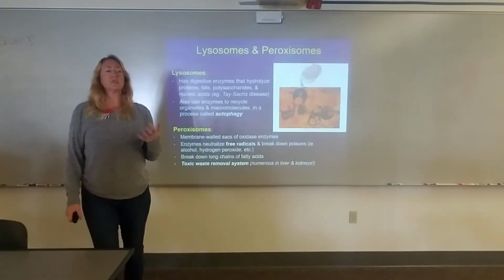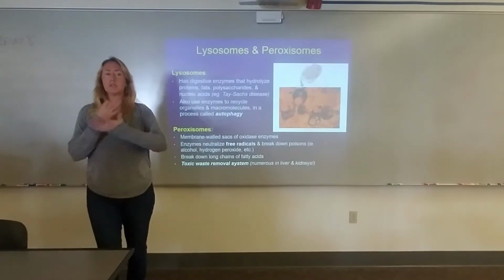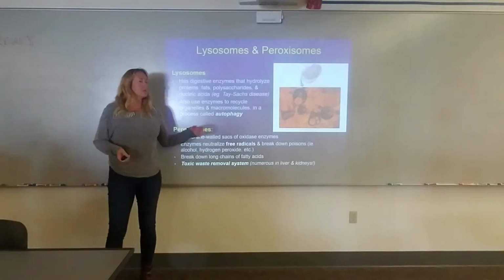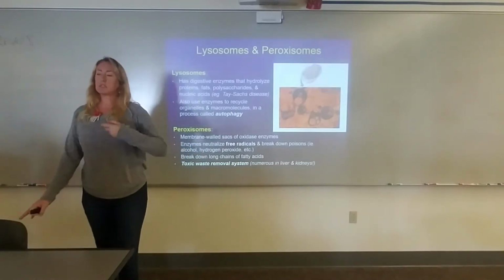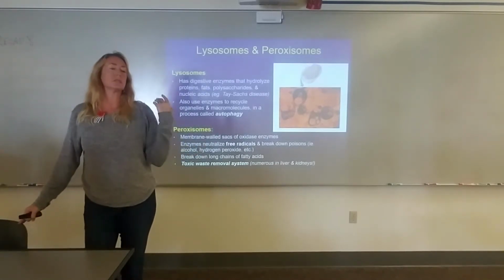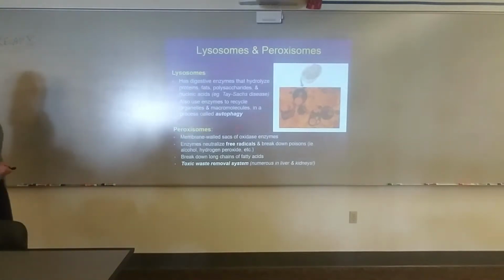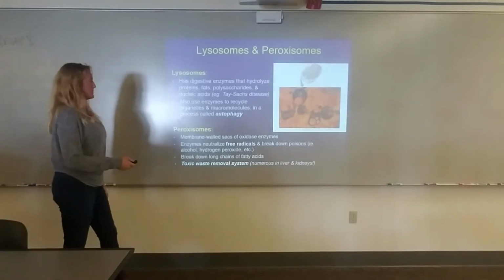Your kidneys are filtering all the blood plasma, all your fluid, every minute of a daily cycle. And your liver is filtering and detoxifying all the wastes and the poisons and just filtering all of your blood as well. So those two have the highest amount of peroxisomes inside of themselves.